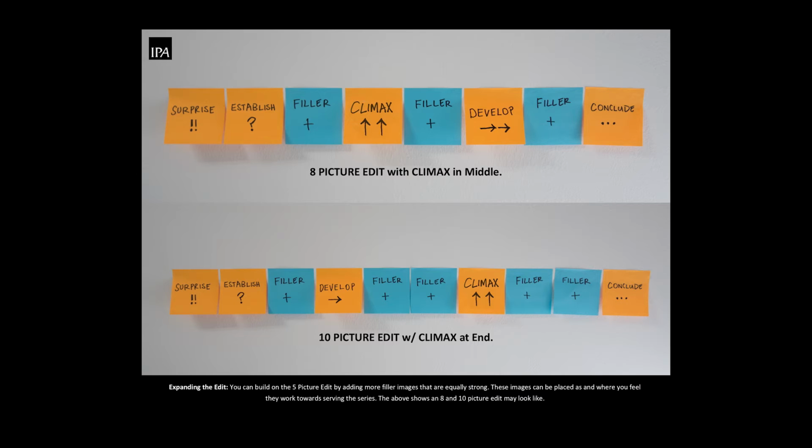So you place the fillers where you feel the sequence needs them. If you have a very complex story that needs a lot more developing, then obviously you need more fillers after establishing the premise of your story and before you reach the climax. And you might feel that the aftermath of the climactic event should be described a bit more, so you could put 2 more filler images after the climax before you conclude.